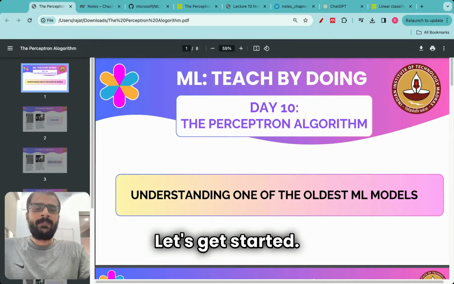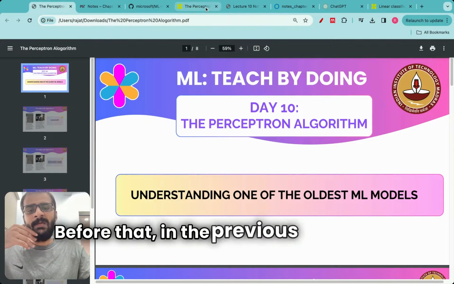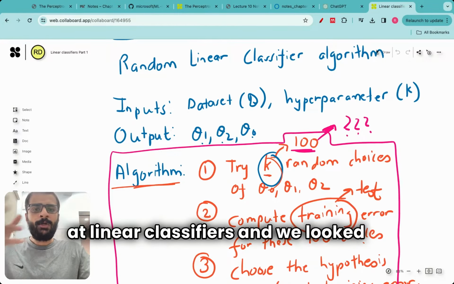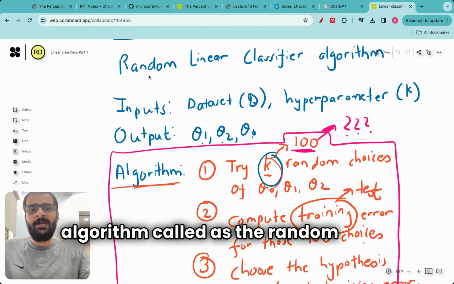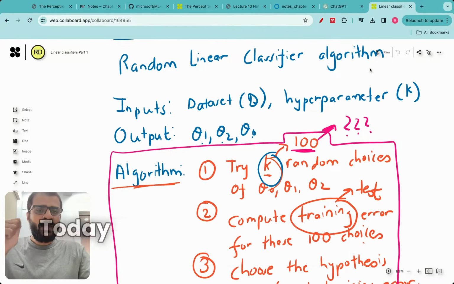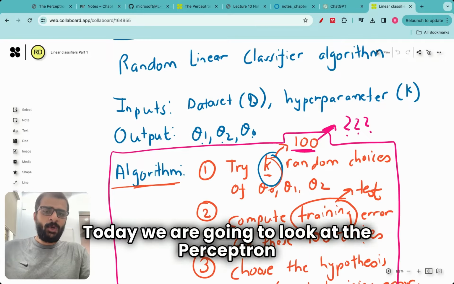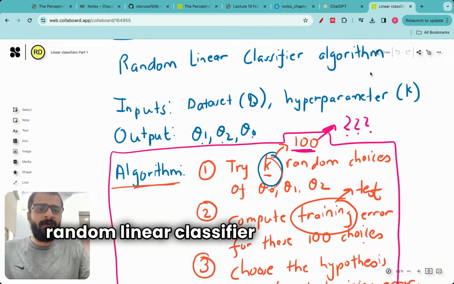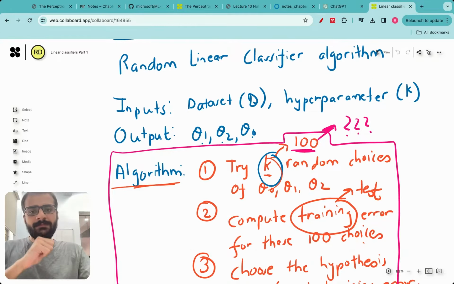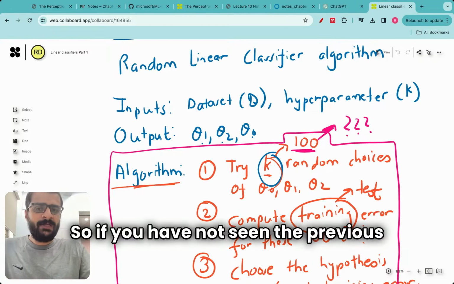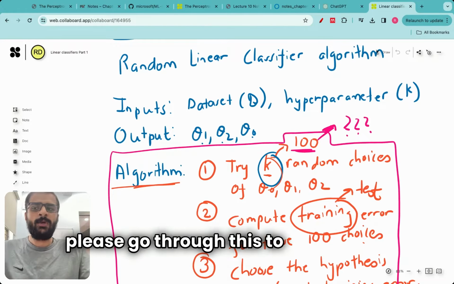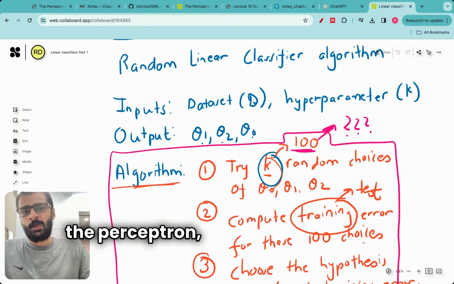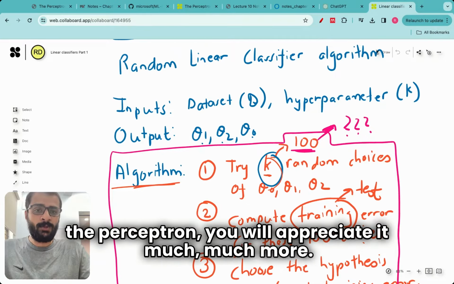Let's get started. Before that, in the previous lectures, we looked at linear classifiers and another algorithm called the random linear classifier algorithm. Today we are going to look at the perceptron algorithm, which is a bit smarter than the random linear classifier algorithm we looked at before. So if you have not seen the previous lectures, please go through them to get a feel of this algorithm, so that today when you learn about the perceptron, you will appreciate it much, much more.